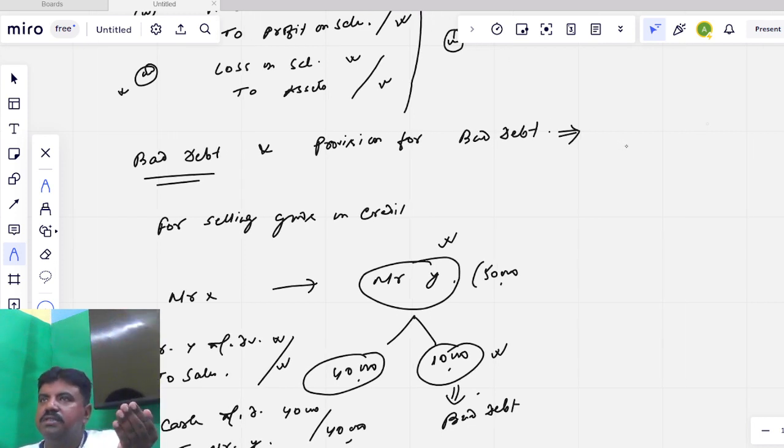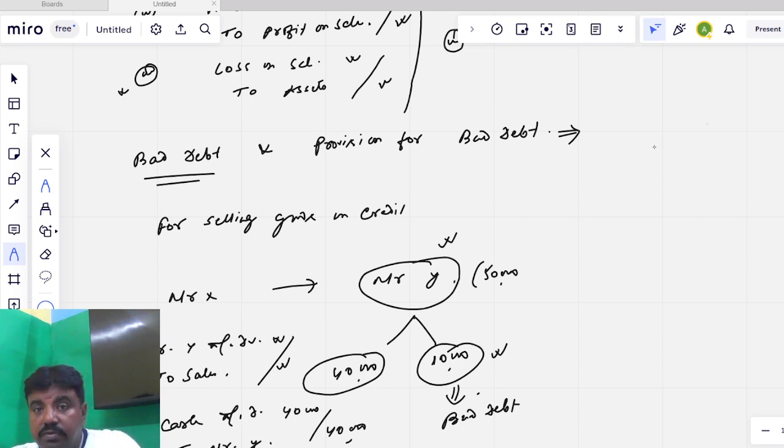A certain percent of the debtors will not be recoverable. So bad debt there will be. I cannot say how much bad debt will be there, but I am sure that there will be bad debt. So in future, there is a possibility of having some loss to the firm.